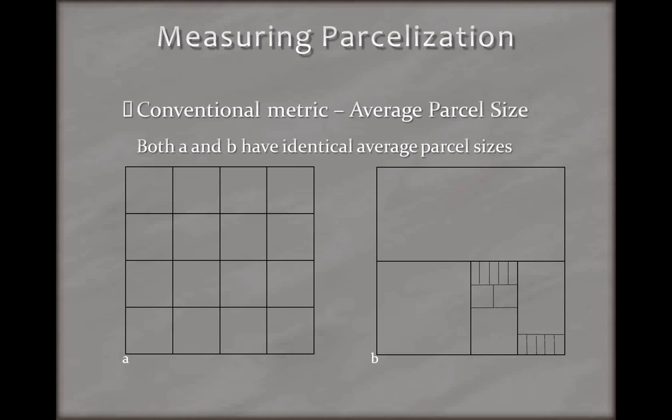The conventional way to measure parcelization was to use average parcel size or the number of parcels. And there are several studies that try to show that, yeah, the number of parcels is increasing. If you look at this hypothetical landscape, both of these have the same number of parcels and the same average parcel size. So without looking at the pattern, one would assume they're the same, but they're not. In fact, the pattern is very different.